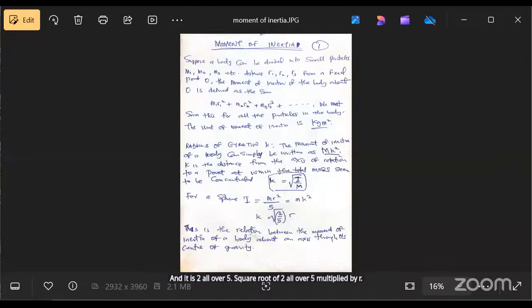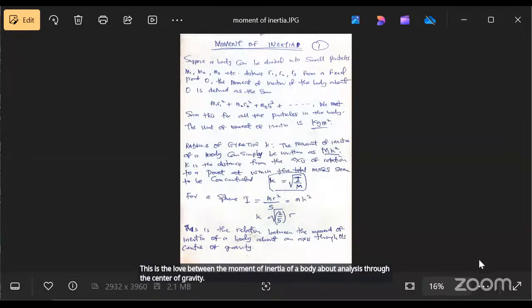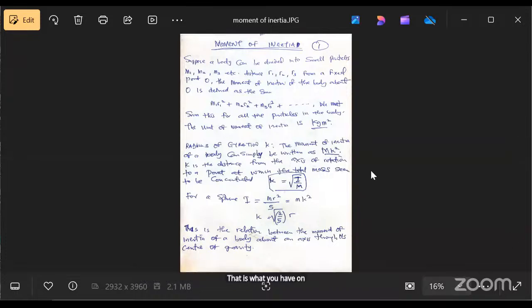This is the difference between the moment of inertia of a body about an axis through its center of gravity. That is what you have on page 1 of what I'm sharing with you. Now, I want to share another page with you whereby we have an example.